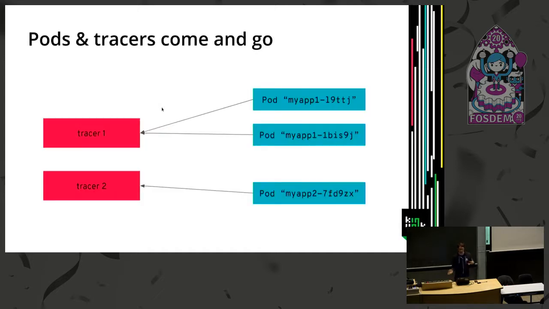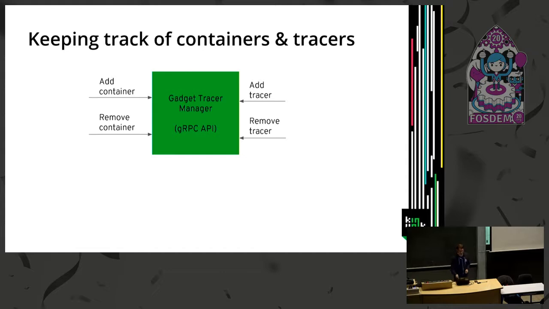So pods can come and go. I don't know their name in advance. And the tracers can come and go too, and I need a system to link them together. For example, this tracer will get information from those two pods, but not the third one, and so on. So for that, the Gadget Tracer Manager is just a daemon which has a gRPC API and some methods to add or remove containers or tracers.